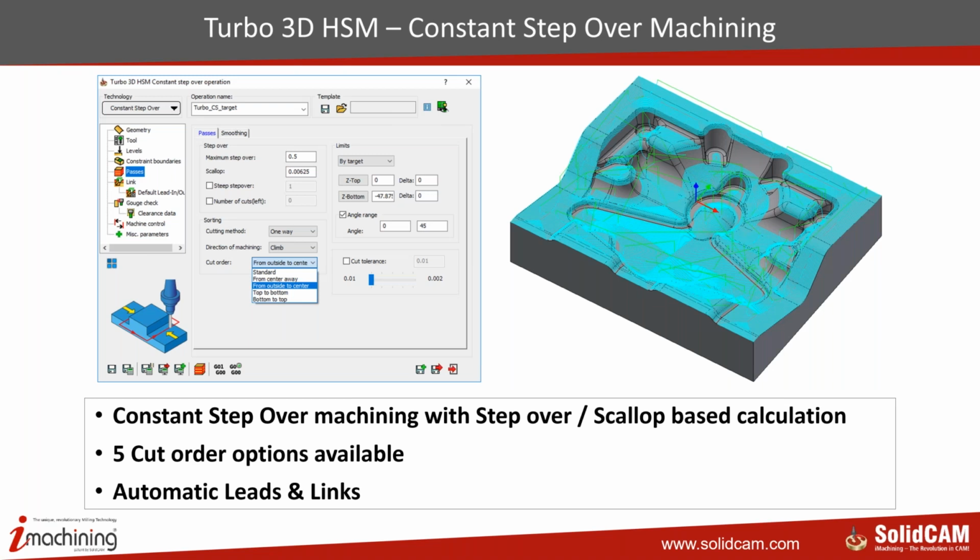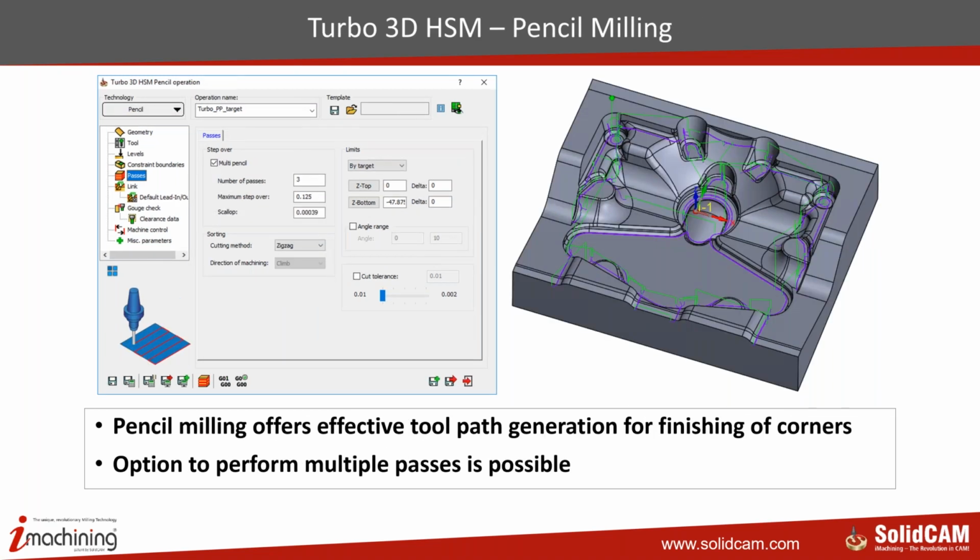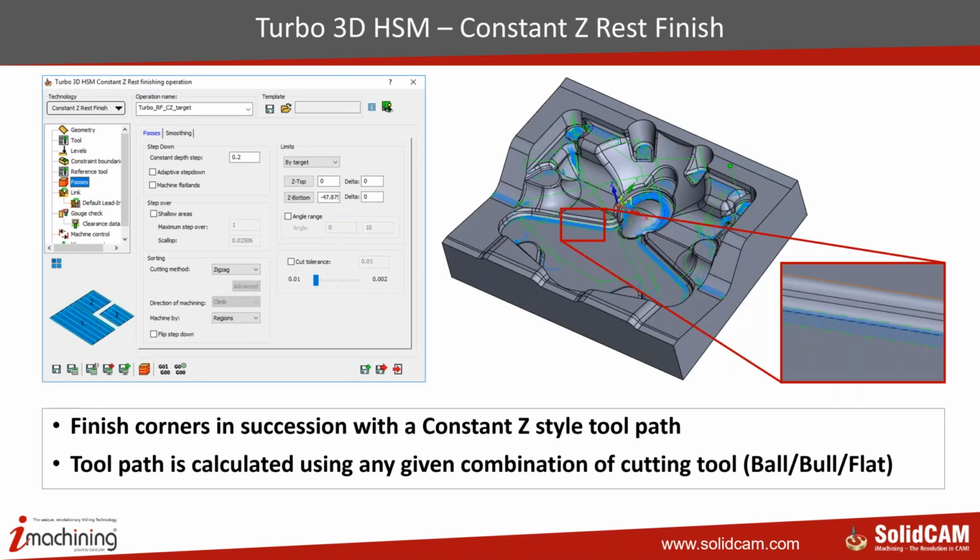So we can also do pencil milling inside Turbo 3D HSM, where the pencil milling offers effective toolpath generation for finishing only all the corners. You can either do it with single pass or with multiple passes. So you can also do constant rest finish. With this strategy, you can use any combination of tools. You can use a ball nose tool, you can use a bull nose tool or flat end mill, and you can do constant Z rest finish inside Turbo 3D HSM.